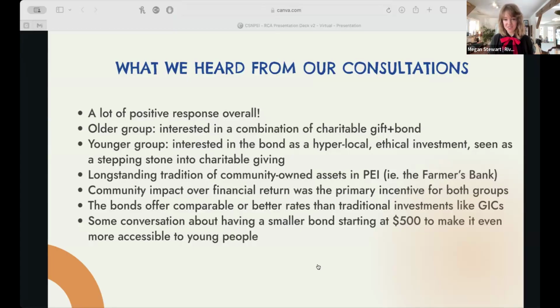We also talked in these consultations about the tradition on PEI of community-owned assets, and how cool it is to see that taking new form with contemporary projects. And with both groups, we noticed that the community impact was the primary incentive in terms of being interested in a bond raise. It was way more the community impact over the financial return.